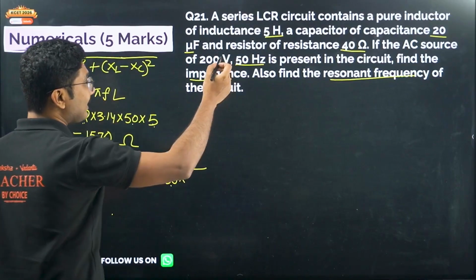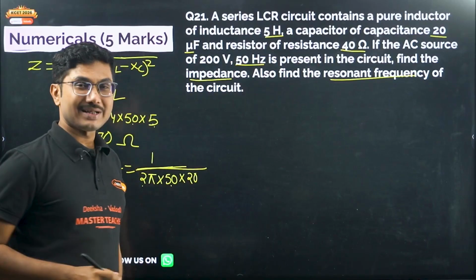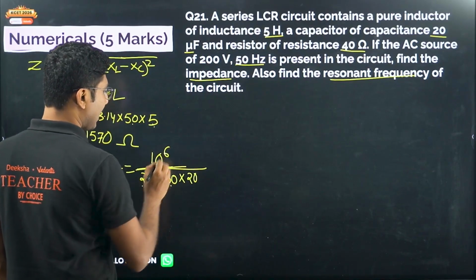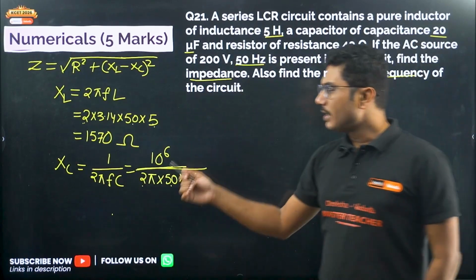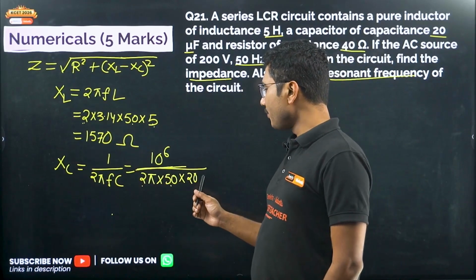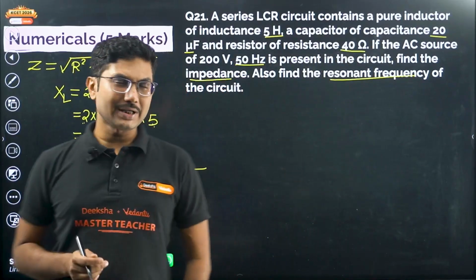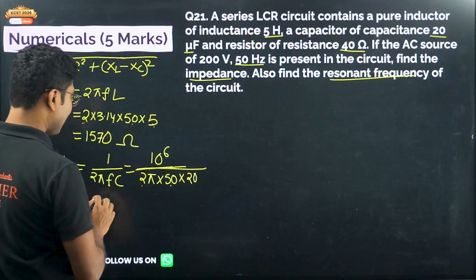Now the capacitance is given as 20 microfarad. Microfarad means 10 to the power of minus 6. So what I will be doing is writing this 10 to the power of 6 in the numerator. Why? Because 10 to the power of minus 6 in the division will go up anyway and become 10 to the power of 6 in the numerator, right? So this is just a step jump.